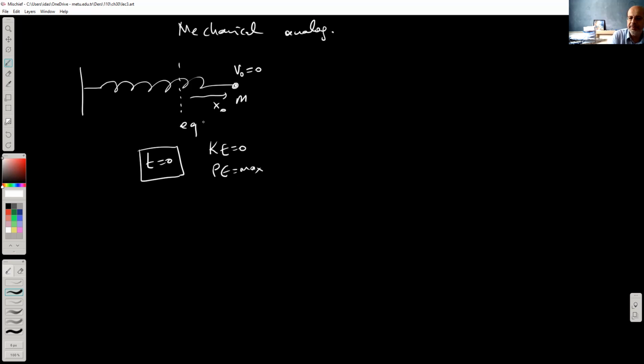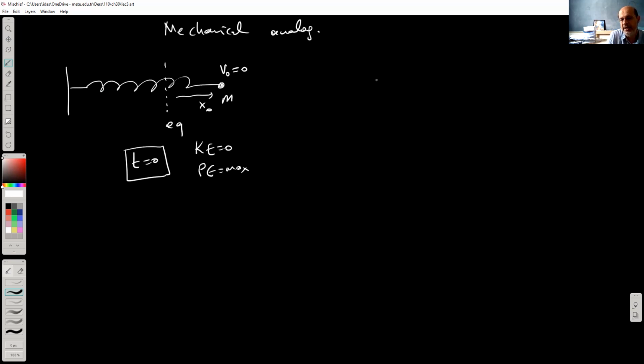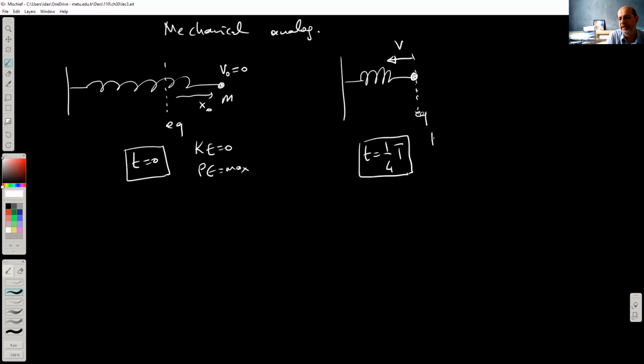We know that because of that, there's some kind of a force acting on the mass. Therefore, it will start moving towards the left. Eventually, the spring is going to reach the situation here. That's the equilibrium position, where the object is moving towards the left, so it has a velocity, but there is no displacement here. That's basically the quarter period. At the quarter period, the kinetic energy is maximum, and the potential energy is equal to zero.